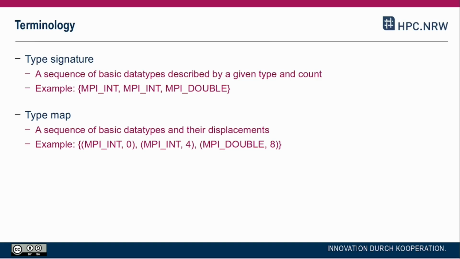And so here we have 0 because it's the first element. And then the second has a displacement of 4 because on this architecture, the MPI int is actually 4 bytes. So it tells you an MPI int will have a memory pattern of 4 bytes. And then the double here has the displacement of 8 because we have 2 ints.